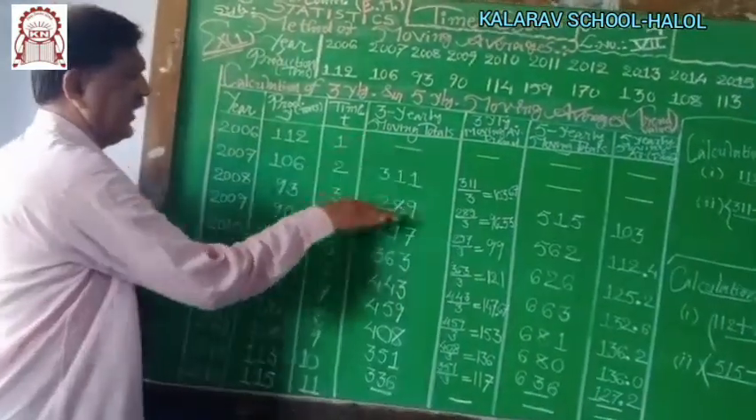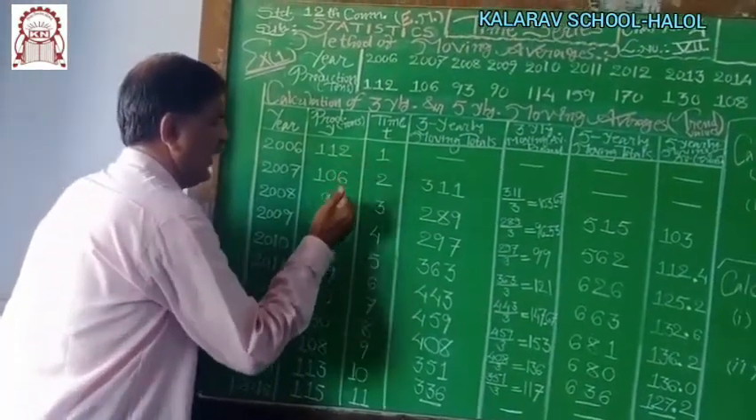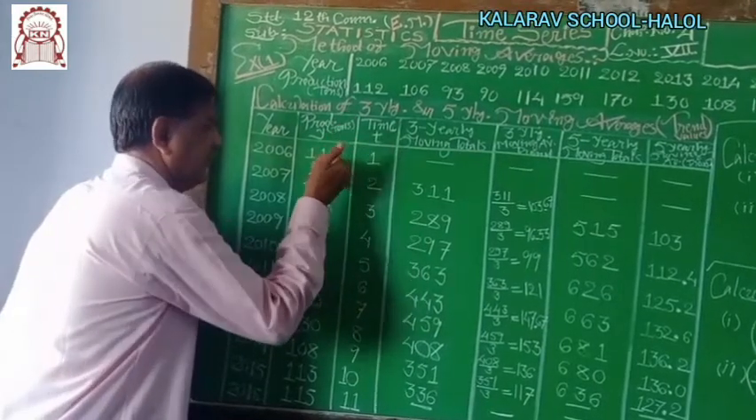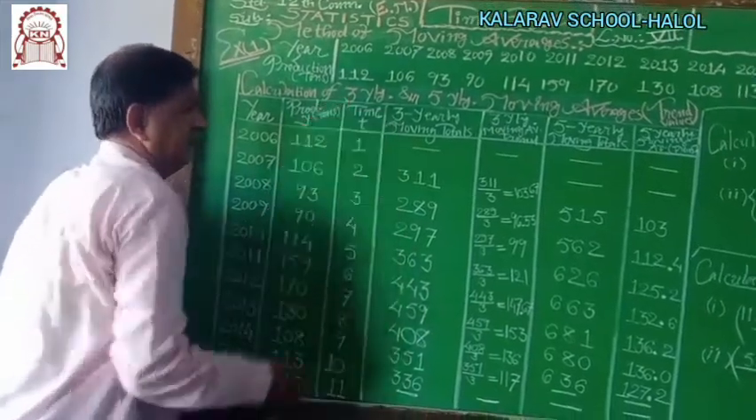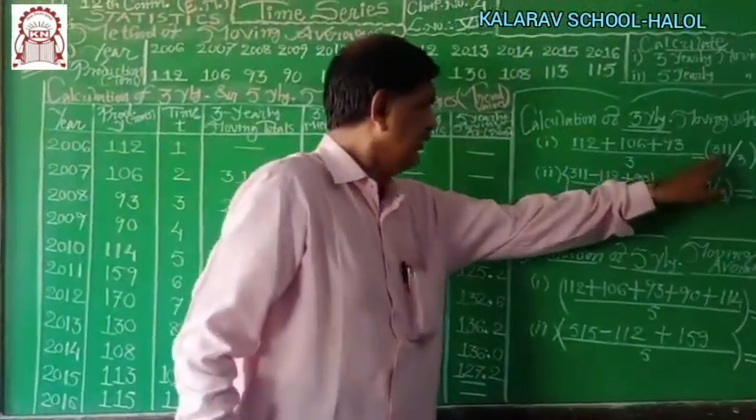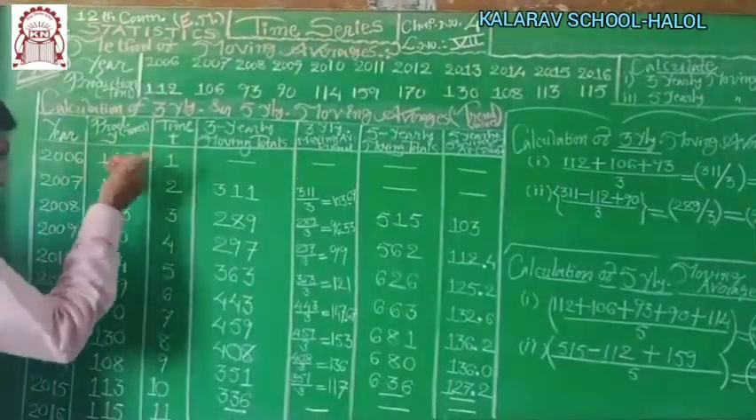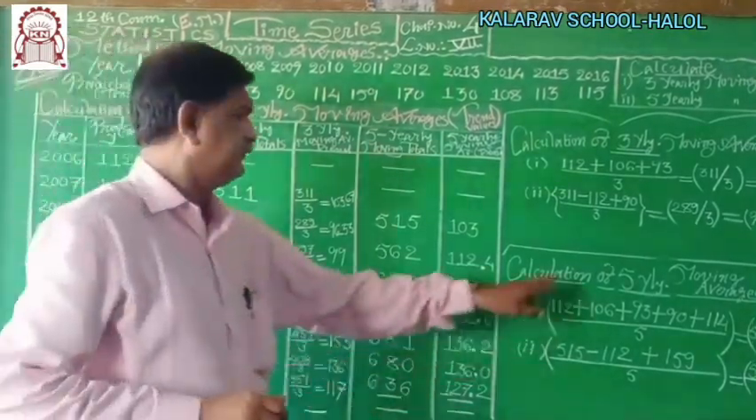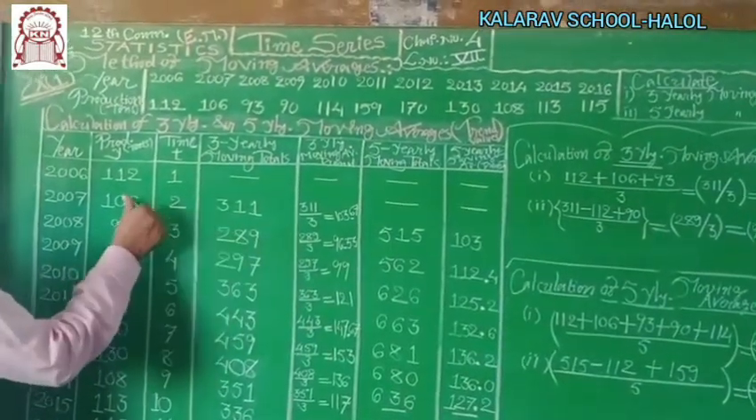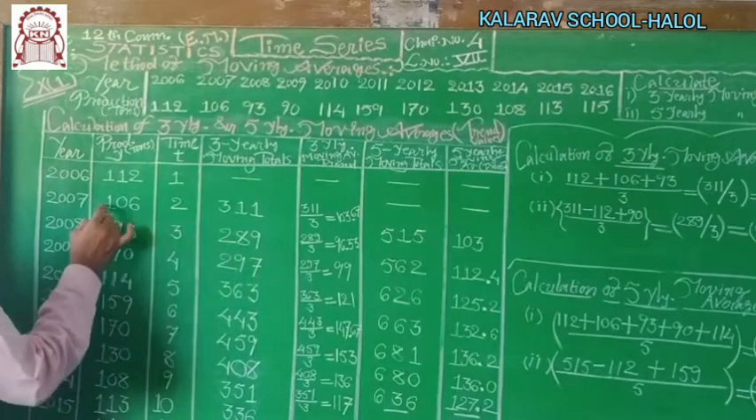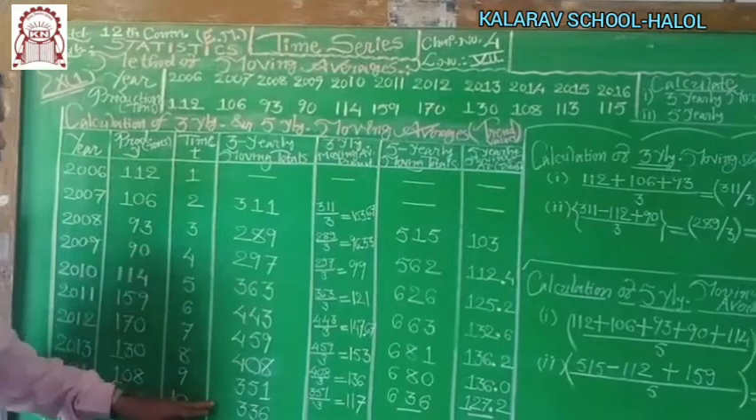Then in the next, 106, 93, 90. Therefore add 90 and subtract 112. Means we have to add the next value and subtract the preceding one. 311 is the total of the previous. Then subtract 112, the first one, and add the next one, 90. This way the total becomes 289. See, 6 plus 3, 9. 9 plus 9, 18, means 8. 1 plus 1 means 2, 289. This way 3 yearly moving totals can be calculated.